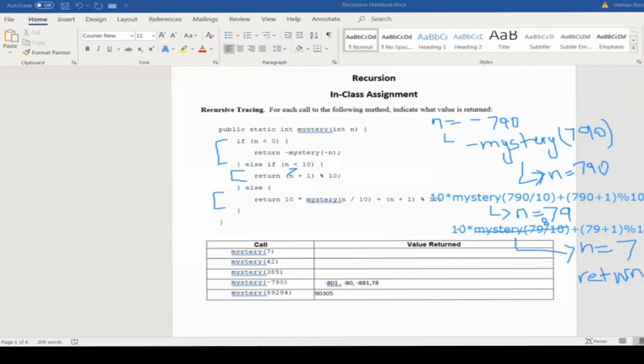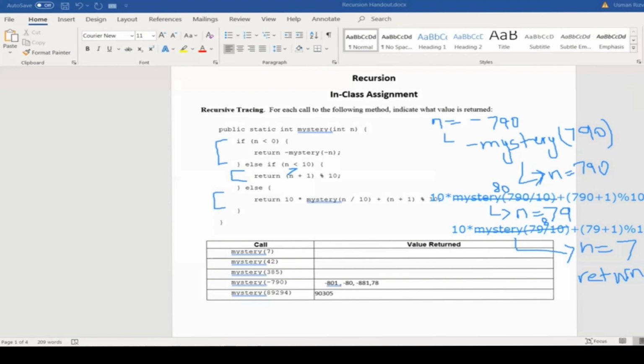We don't have mystery anymore. We have 10 times 8, which is 80, plus 79 plus 1 is 80. 80 mod 10 is 0. So now 80 gets plugged in right there, one level above, which is right here, 80. And we cross this off. And now we need to solve whatever this is going to equal.